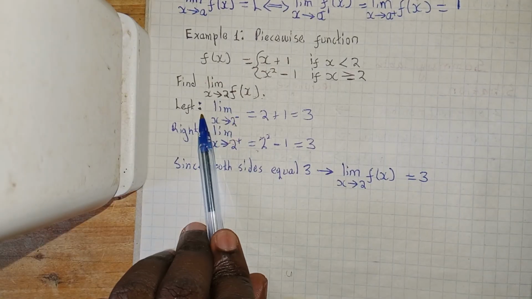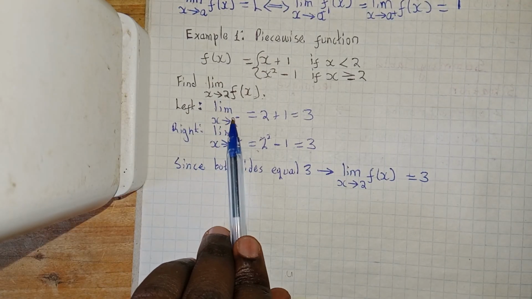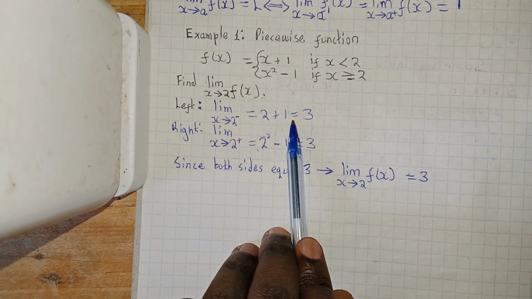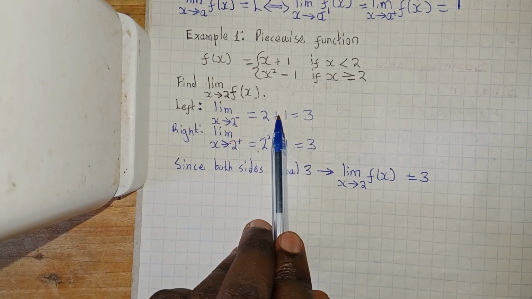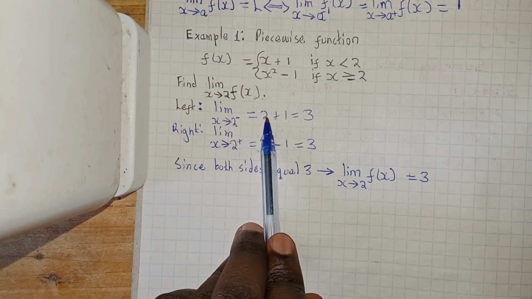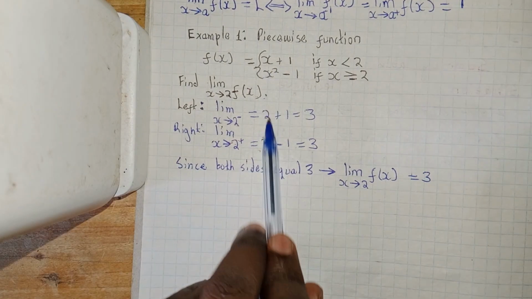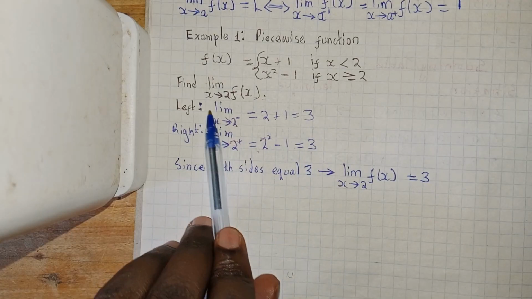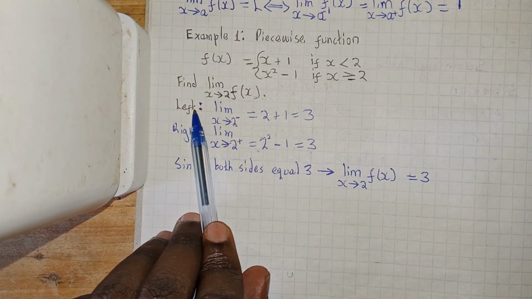The left limit will be the limit of this function as x approaches 2 from the negative side, which I will do by simply using the method of substitution. We substitute the value of x with 2, so it will be 2 plus 1, which is equal to 3. That will be our left hand limit.